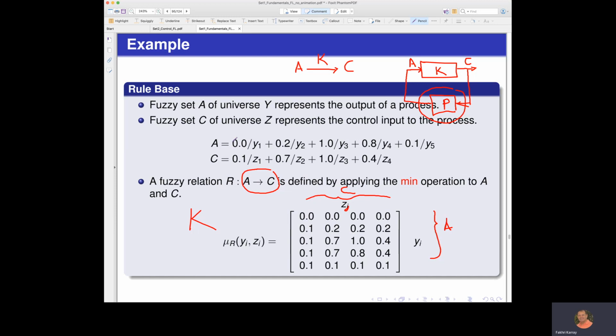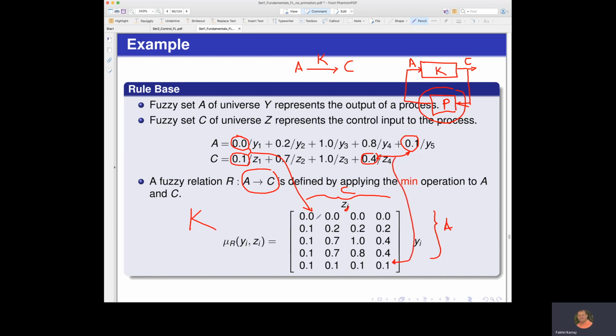So we take the minimum of each one of these particular components. Y1 and Z1: we take the minimum, and the minimum operation is going to provide us with the value of 0 here. And then we take the minimum for the last elements, for Z equal to 4 and Y equal to 5. We look at it here and we take the minimum between both of them, and this gives us this particular element.